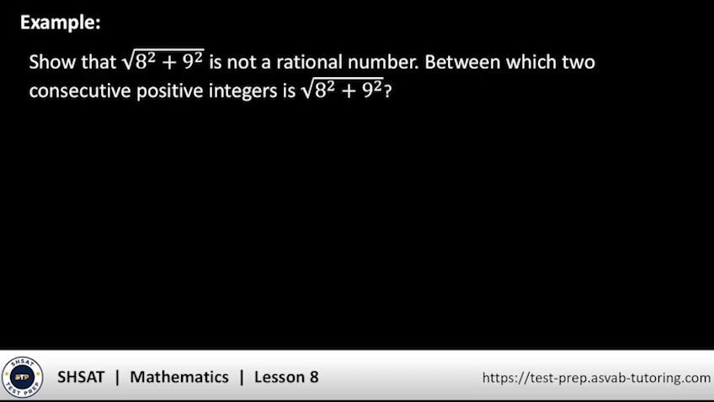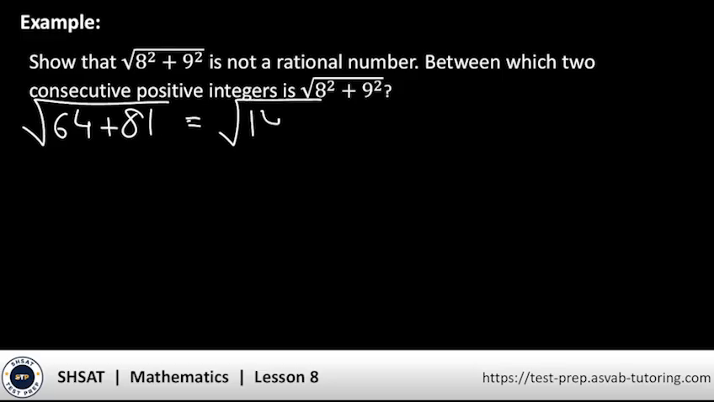Moving on. Show that square root of 8 squared plus 9 squared is not a rational number. Between which two consecutive positive integers is square root of 8 squared plus 9 squared? First, let's do the square root of 8 squared plus 9 squared. 8 squared is 64, 9 squared is 81. If you add them both, it's going to be square root of 145. Now 145 is not a perfect square number, which shows that this is not a rational number.